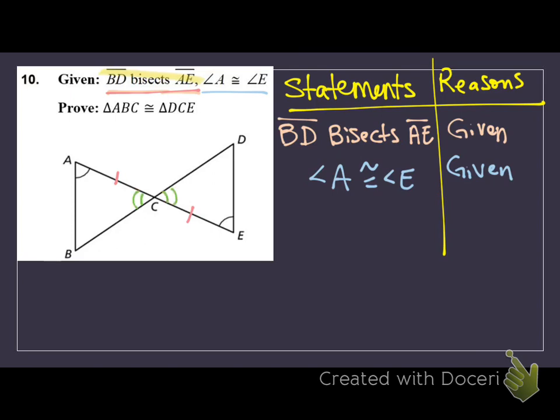So what are we trying to prove? What theorem are we trying to prove these triangles are congruent by? Angle, side, angle. So let's look to see what we have already. We have angle A is congruent to angle E. So we already have an angle. So we need a side. And we said that, what do you want to call it first? AC? CA? What do you want? AC? So we said that AC is congruent to EC.